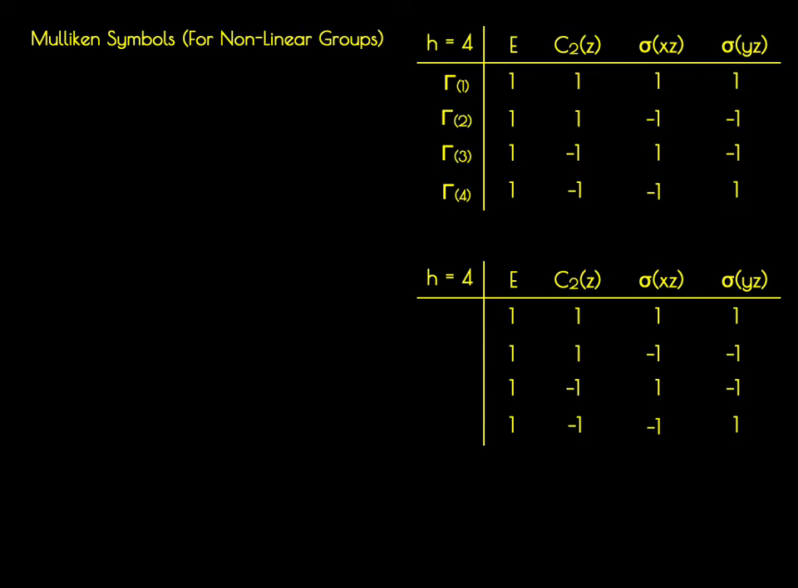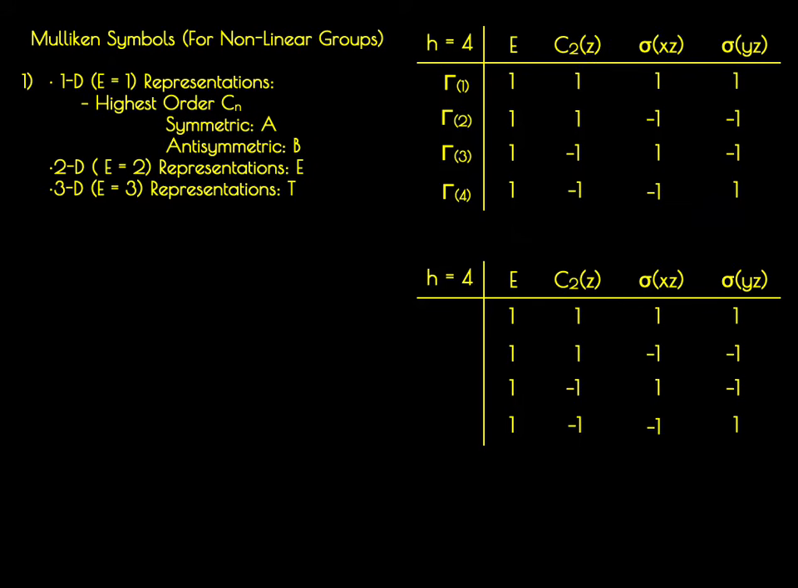And first we're going to go through the rules for nonlinear groups, so all groups with the exception of the D infinity h and the C infinity v. The first thing you do is you look at the dimensionality of the group, so what that E column corresponds to. If it's a 1D group, then you give that a letter of an A or a B. And what you do is you look at the highest order Cn axis to distinguish between an A and a B. If it's symmetric with respect to that highest order Cn axis, you give it an A. If it's anti-symmetric, you give it a B.